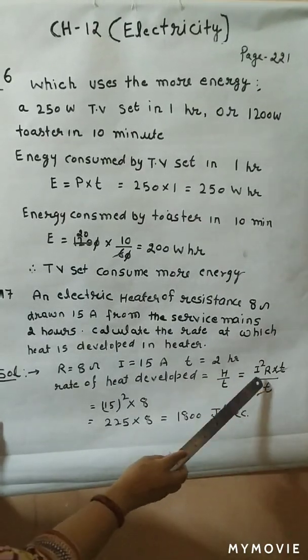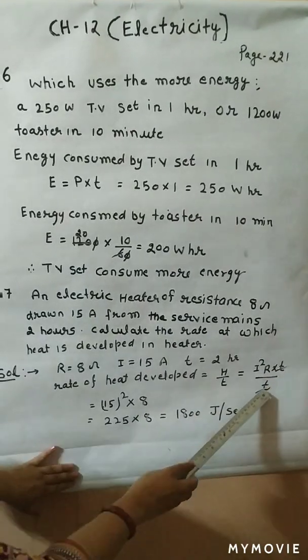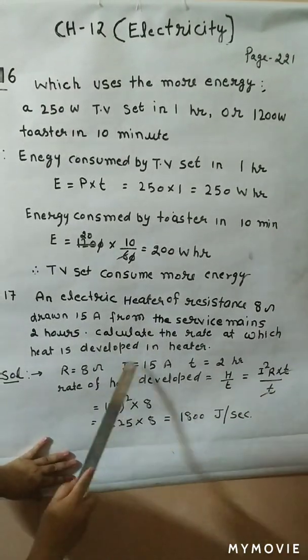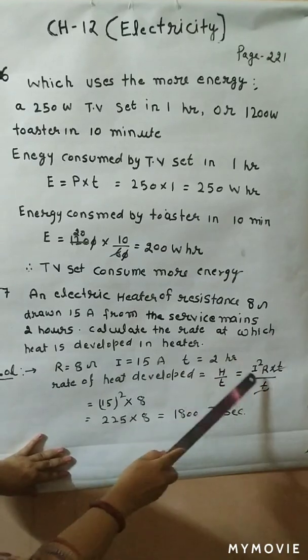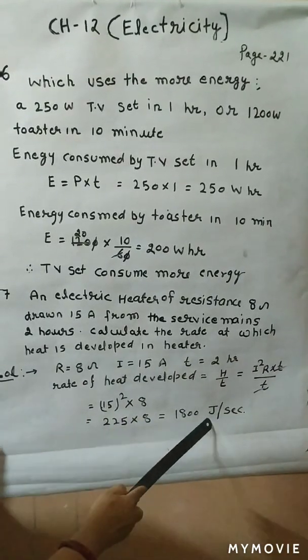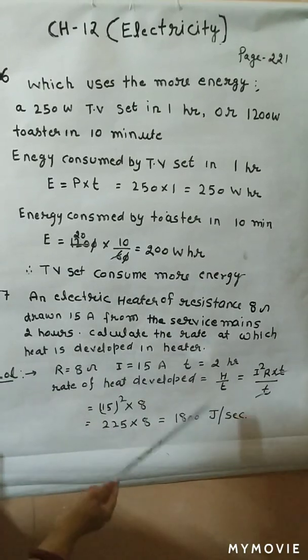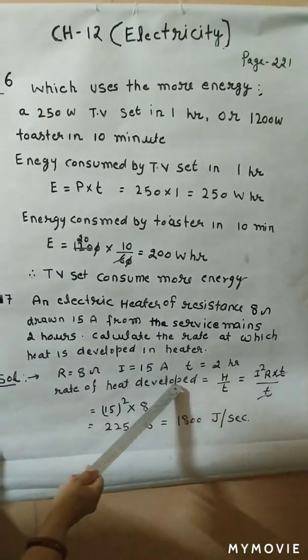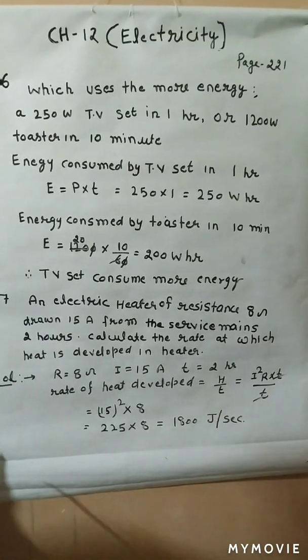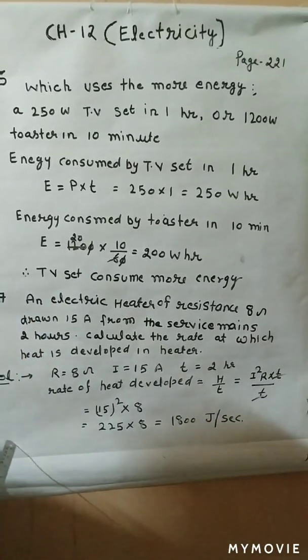So what is the heat energy formula? I square R into T. The T cancels out with the T. What is the current value? 15. Resistance value? 8. When you solve it, you will get your answer 1800 joule per second. You can do it in another way also: first calculate heat and in the next step divide by time. Then also you will get the same answer. So this is all about questions 16 and 17.